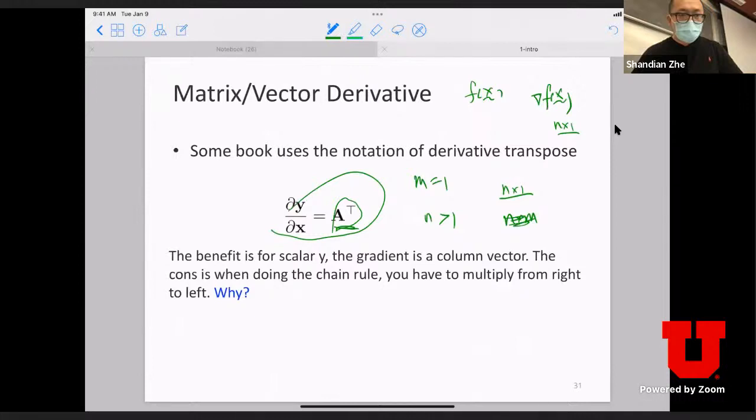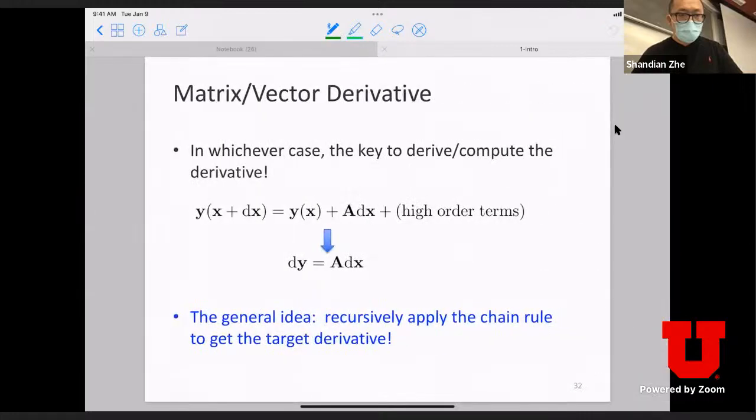But again, if you stick to this notion and want to apply the chain rule, you have to do it from right to left. And if you want to use the Jacobian, which is more traditional and which I prefer, then you just need to be aware that when you take a gradient vector, it's a row vector. Just keep that in mind.